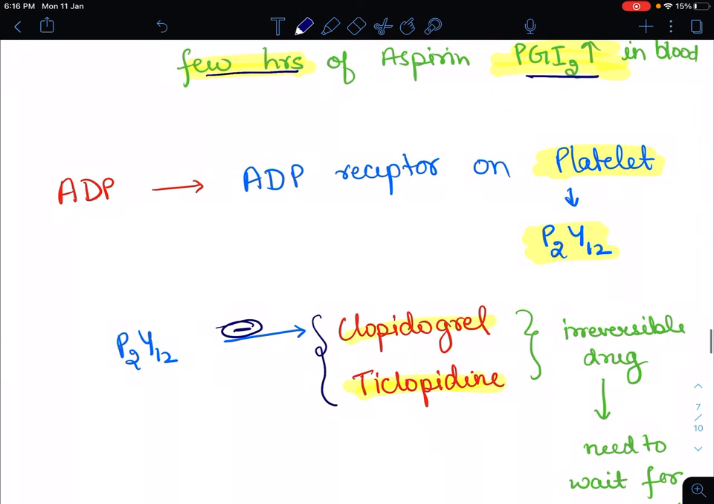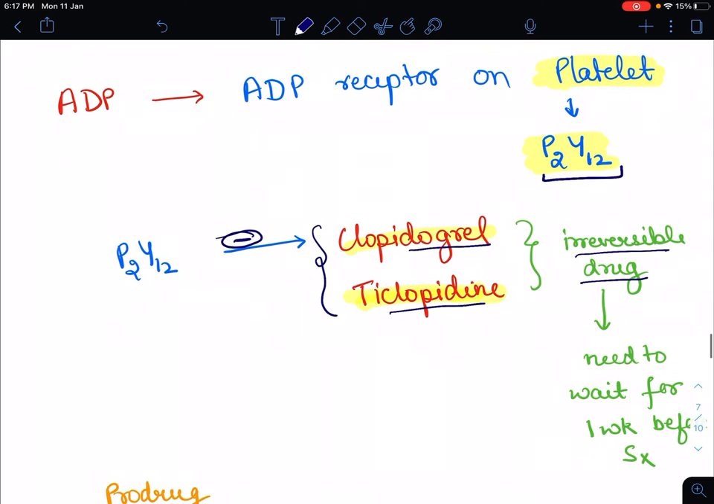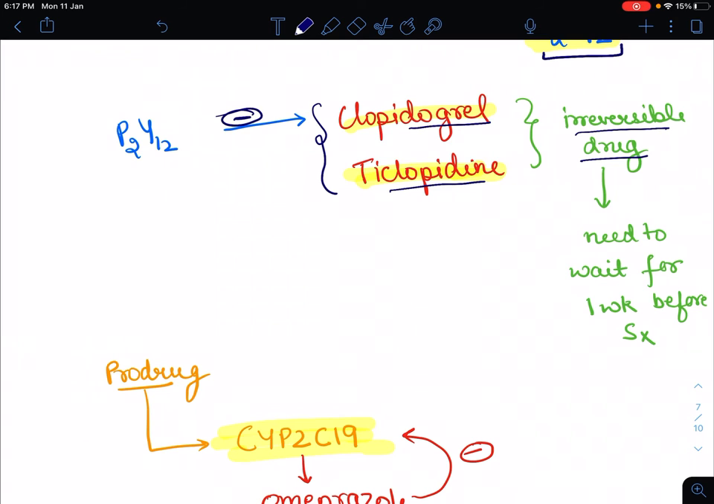Now next, ADP receptors act on platelets via P2Y12. So we have to inhibit P2Y12 so that platelets do not stick. The P2Y12 inhibitor drugs are clopidogrel and ticlopidine, as we already discussed above. These are irreversible drugs. So if we are giving a patient clopidogrel or ticlopidine, before surgery we have to stop these drugs 1 week before, because these are irreversible drugs. So we need to wait for 1 week before surgery.